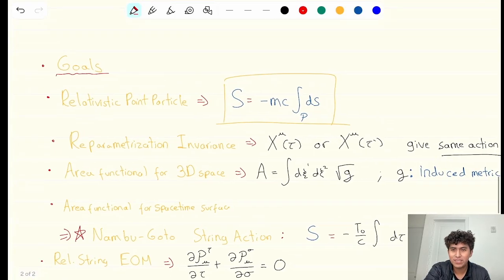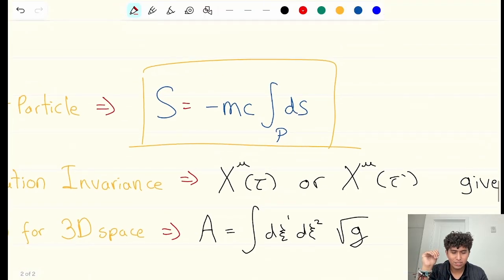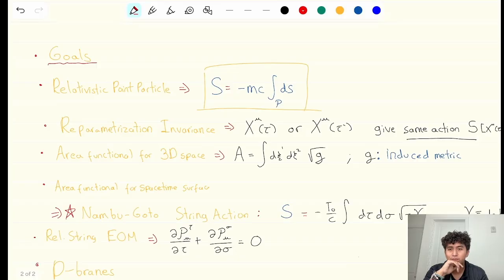So for today, we're going to do a bunch of stuff. Let's get started. We're first going to analyze the relativistic point particle. It's the easiest example with relativity and getting an action from that. So we're going to get this action. You don't have to understand any of this. This is just what you're going to understand by the end of the lecture.